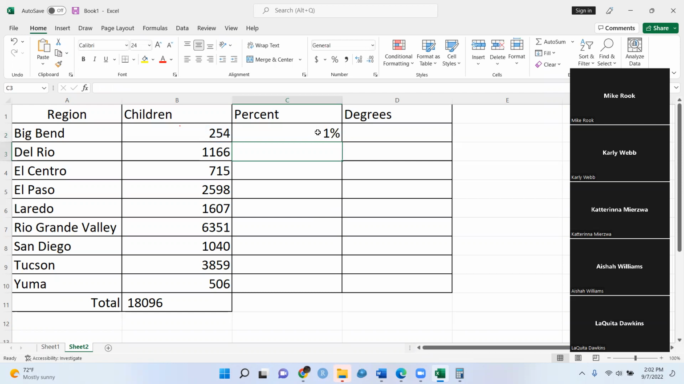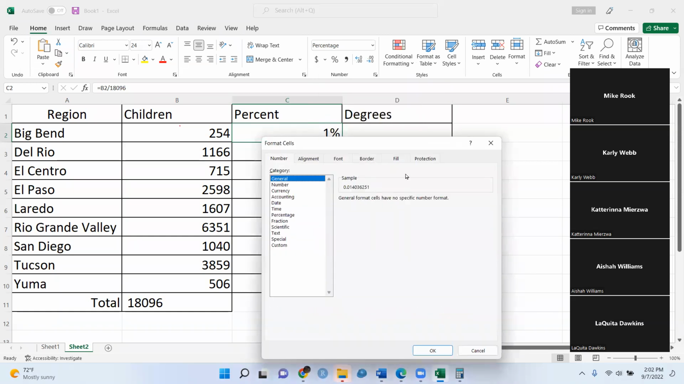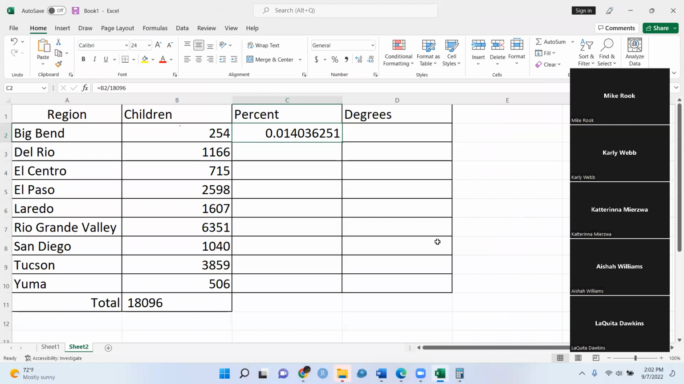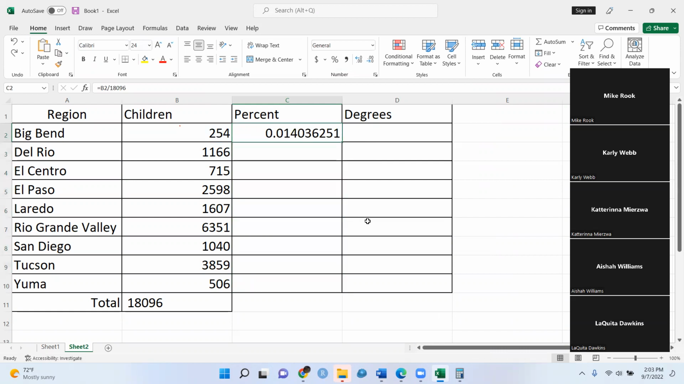Hit enter, and there is your decimal. Now, hang on, let me clear the formatting. Okay, so that's the decimal version when we do that. Let me do it one more time. So equals, select the cell, divide by the total. Hit enter, there's the decimal. And then you can drag it to get all of them, but I don't want to give away the answers yet. You just pause the recording and you'll see the answers.